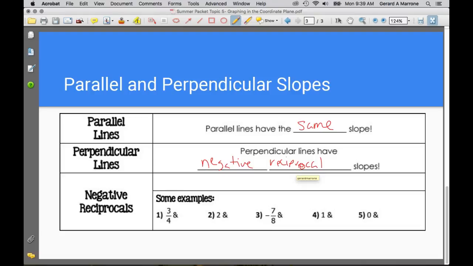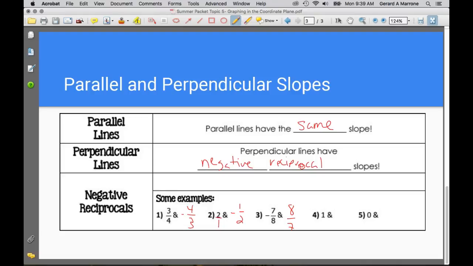So some examples that are given here, if we've got 3/4 down here, we would flip the fraction to 4 over 3, and you'd make it negative since it started positive. With 2, you've got 2 over 1, so that becomes a -1/2. And if we look at this last example that we'll do here, -7/8 becomes a +8/7.